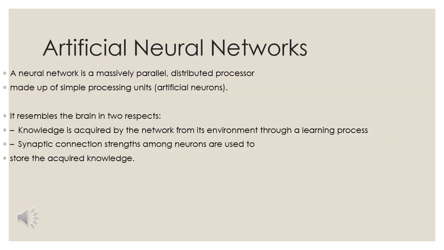Now, as a summary, we can say about the artificial neural network that it is a massively parallel distributed processor made up of simple processing units, which are known as artificial neurons. It resembles the brain in two respects. One, knowledge is acquired by the network from its environment through a learning process. Next, synaptic connection strengths among neurons are used to store and acquire the knowledge.